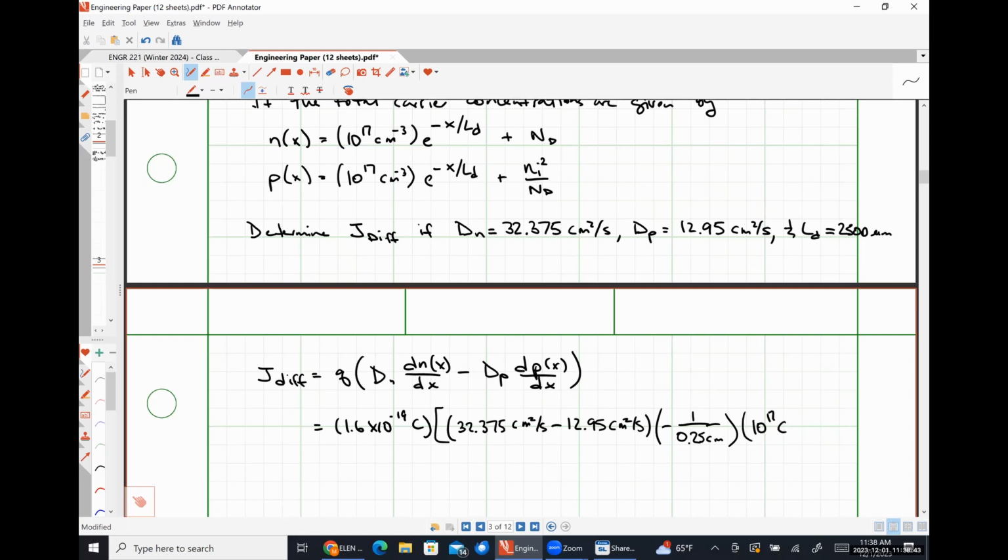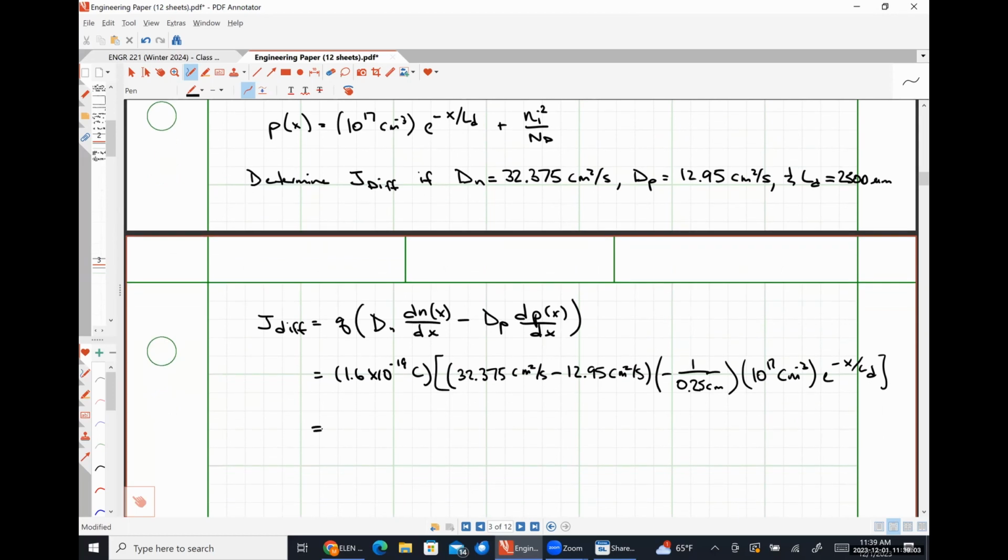Then we have our 10 to the 17 per cubic centimeter, and finally e to the negative x over LD. Since we're not trying to find this at any specific distance away from our left-hand edge, we're just going to get a function. Putting all of this together, we wind up getting negative 1.243 e to the negative x over LD amps per centimeter squared.